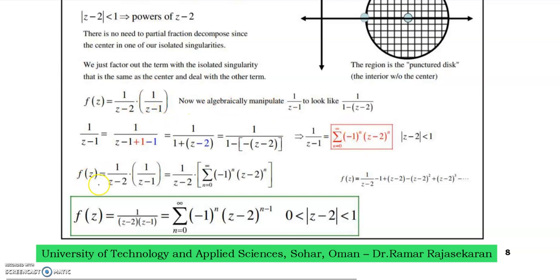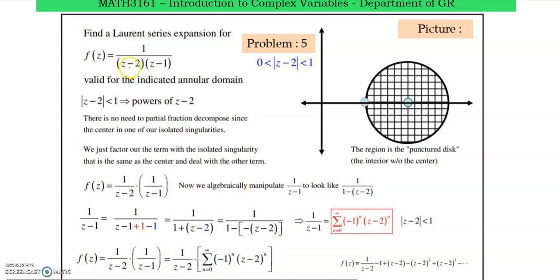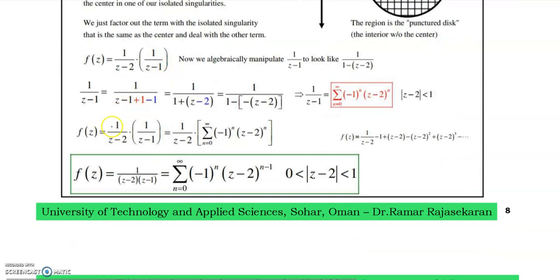So what is the given function? The given function is 1 over z minus 2 multiply z minus 1, so z minus 2 multiply z minus 1 in the denominator. Now see, 1 over z minus 1, for this I have this answer. So write it here. Next, we multiply by z minus 2 in the denominator. So z minus 2 will be in the denominator, so you combine in the numerator. That's why z minus 2 whole power n minus 1.